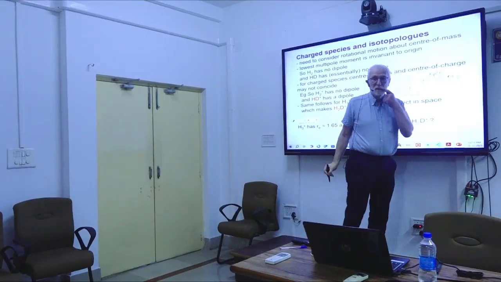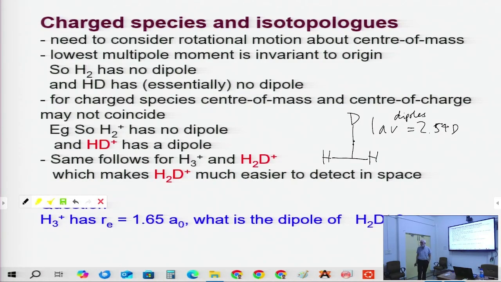Dipoles are normally given in debye, which is a strange unit because it doesn't relate to anything. But the atomic unit is 2.54 times 1 debye. So this H2D+ has a dipole of less than half a debye, about 0.3 or 0.4 of a debye. But that's way bigger than CO, for instance, which is about 0.1 of a debye. So that's an important consideration if you're looking for these things. And we've just classified them all.